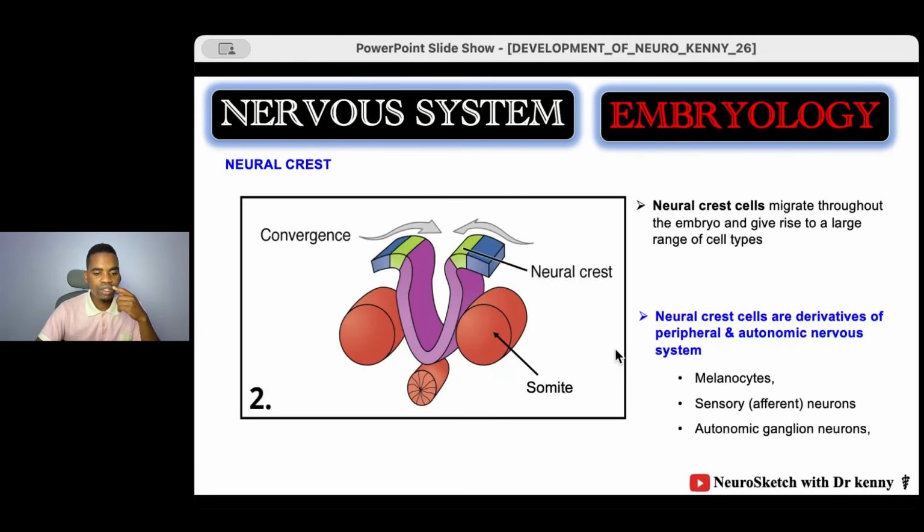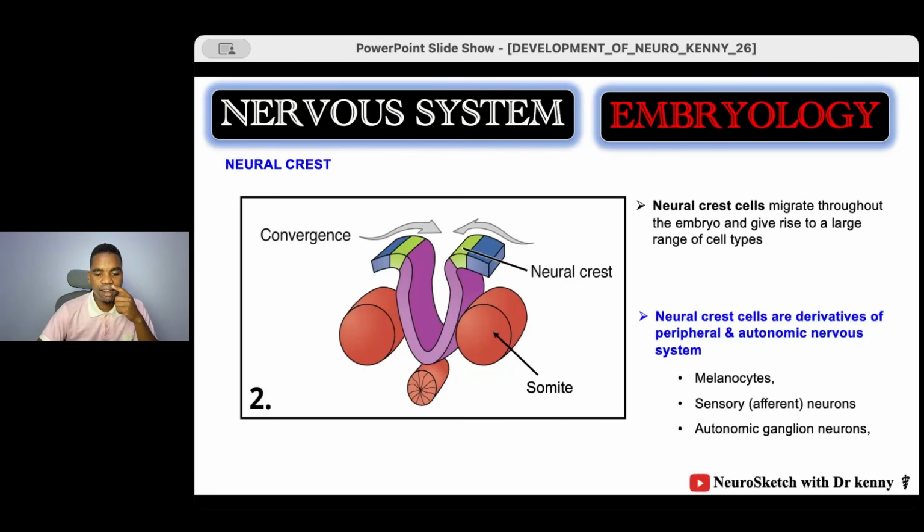Going back to the neural crest, I told you we would talk about it. The cells of the neural crest will migrate throughout the embryo, and they will give rise to a large range of cell types. It will form parts of the peripheral nervous system and the autonomic nervous system, and if you want to be specific, it will form things like melanocytes, the cells that form melanin.